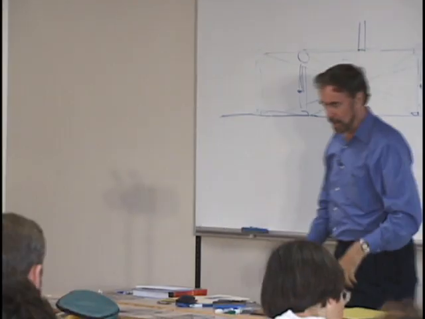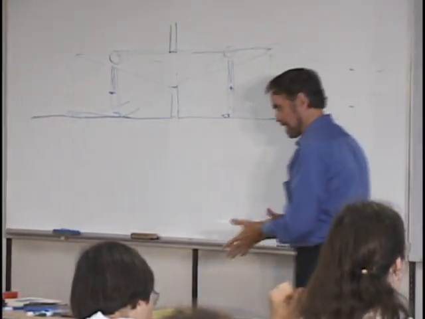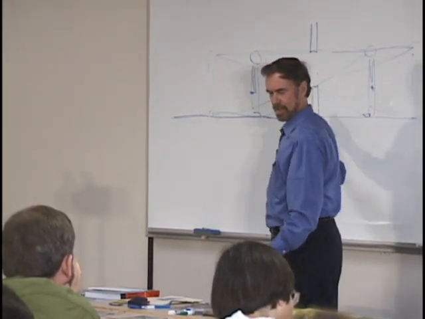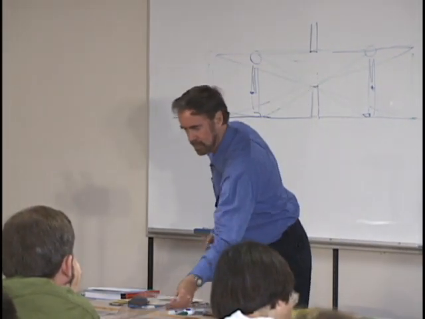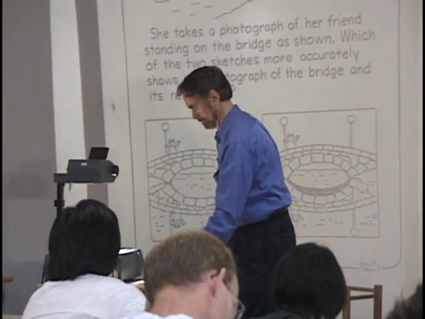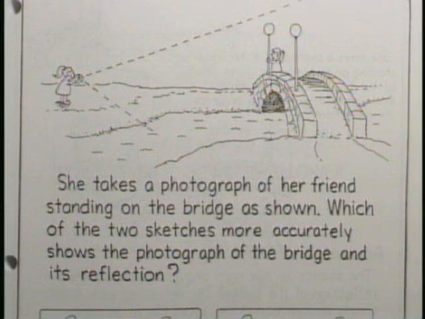And then from that, we want to get into refraction. We want to distinguish reflection from refraction. Oh, there's interesting questions you can get with this too. Let's try one before I get into refraction. She takes a photograph of a friend standing on the bridge. Which of the two sketches more accurately shows the photograph of the bridge and its reflection?